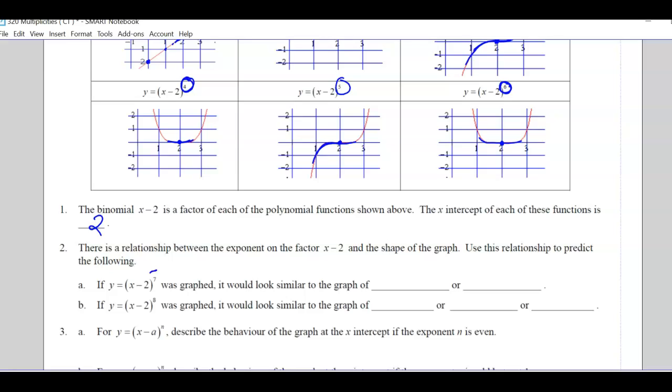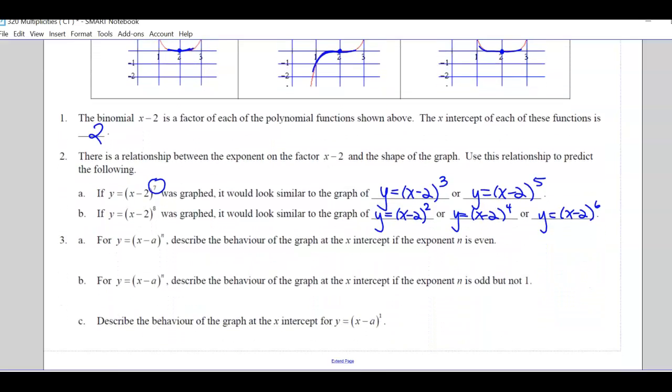So that's an odd degree. It would look similar to the graphs of y equals x minus 2 cubed and y equals x minus 2 to the 5th. Not x minus 2 to the 1, because that would go straight through. Odd degree greater than 1 has that leveling off. Exponent of 8 is an even, so that would be similar to y equals x minus 2 squared, y equals x minus 2 to the 4th, or y equals x minus 2 to the 6th.